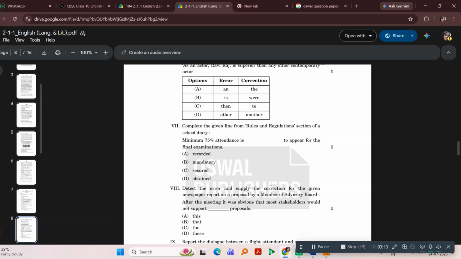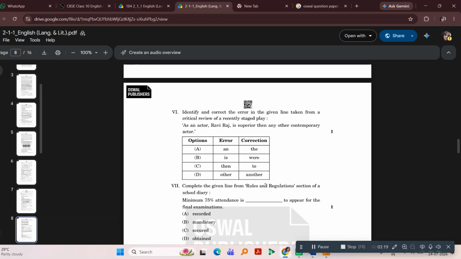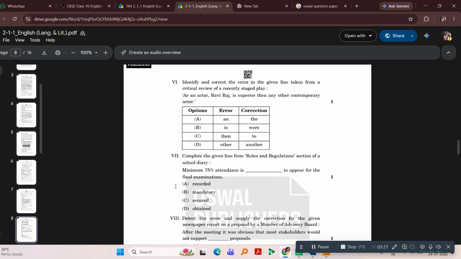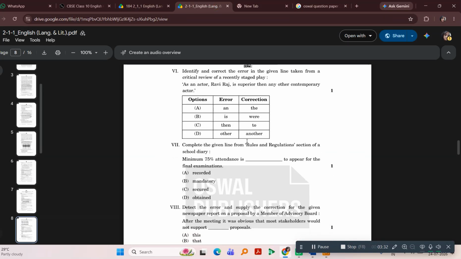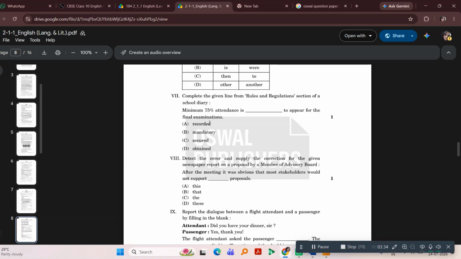Let's do the seventh one. Complete the given line from the rules and regulations section of a school diary. Minimum 75% of attendance, it should have been mandatory to appear for the final exam. Mandatory means compulsory.